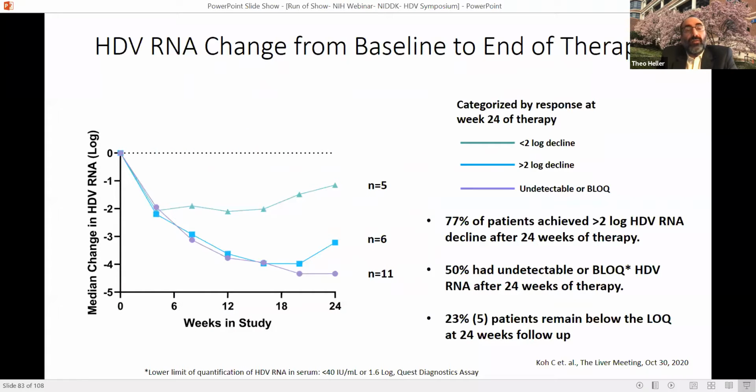And here's the end of treatment data. You could see that there were 5 patients who did not have a 2-log decline or greater. There were 6 patients who had a greater than 2-log decline and 11 patients who developed undetectable or below the limit of quantitation levels by 24 weeks. 77% of patients achieved greater than a 2-log decline of HDV RNA after 24 weeks of therapy. 50% were undetectable, and 23% or 5 patients remained below the level of quantitation at 24 weeks of follow-up. This is very promising.